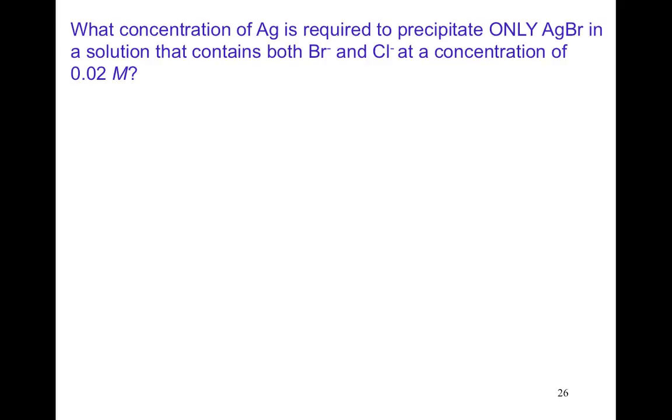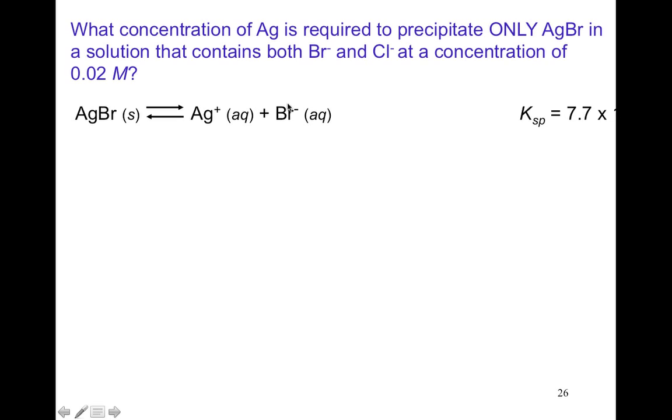So, a little harder problem. What concentration of silver is required to precipitate only silver bromide in a solution that contains both bromide and chloride at a concentration of 0.02 molar? So we know our bromide concentration, we know our chloride concentration. If we're going to precipitate silver bromide, we have to build it out of silver ions and bromide ions. And the KSP for silver bromide is 7.7 times 10 to the negative 13.